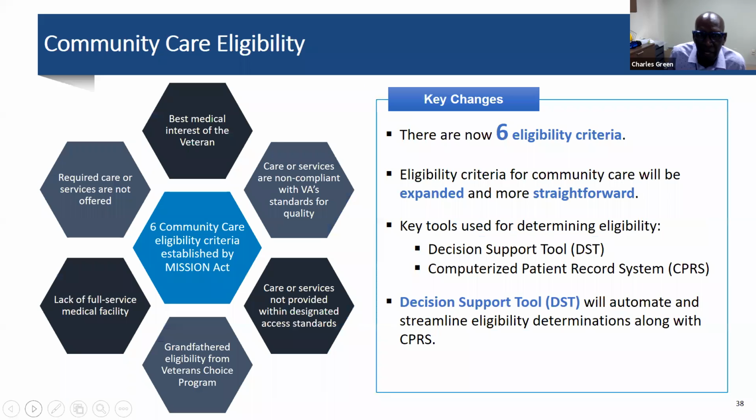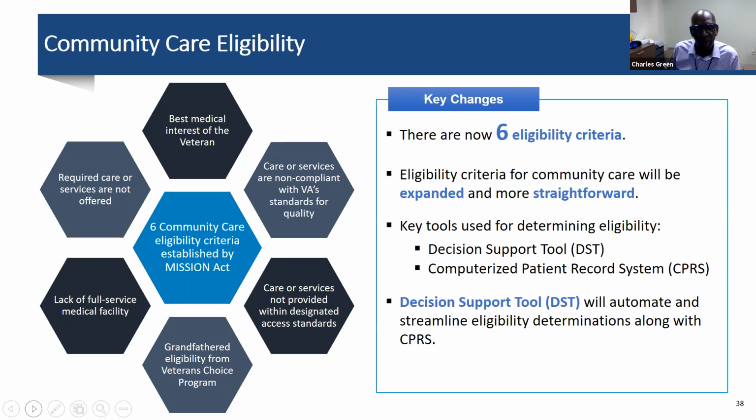Some of the key things that you should know about: we're going to talk about the 6 criteria for using the Mission Act. One thing about the Mission Act is that in order to use it, you have to have been seen in the VA during the previous 24 months. In other words, you have to have gone into a VA medical center or CBOC or ambulatory care center and had care at a VA facility. So there are 6 eligibility criteria, and they're pretty straightforward. We're going to talk about them.